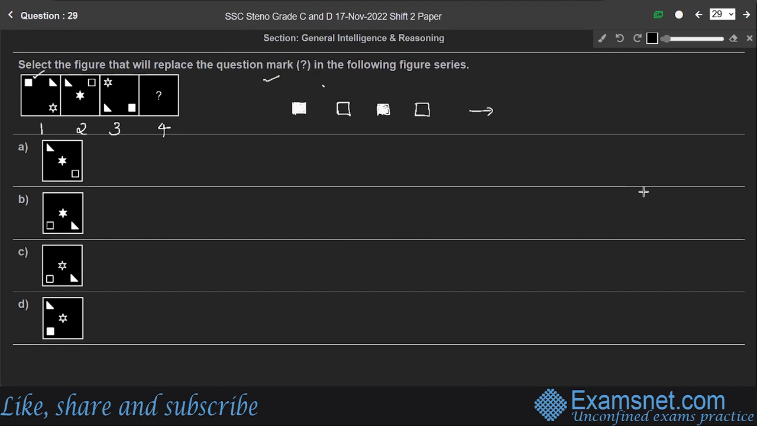And the square part changes its position in the clockwise direction. Therefore, in the fourth figure, its position has to be here in the left bottom corner, and it should be non-shaded. When it comes to the second small figure, which is the triangular figure, it is shaded in all the three figures. And this shaded triangle is changing its position in the anti-clockwise direction.